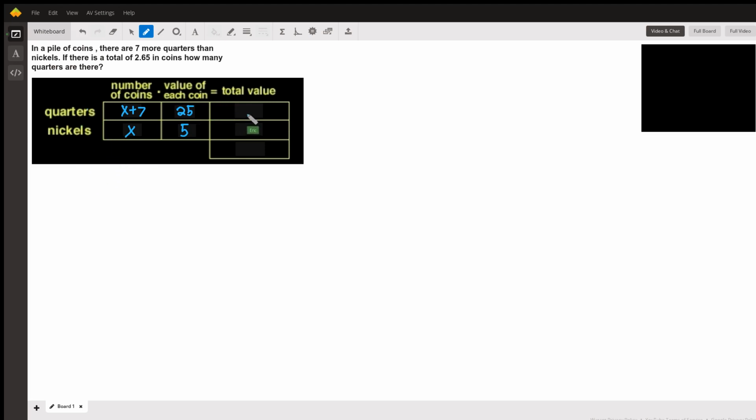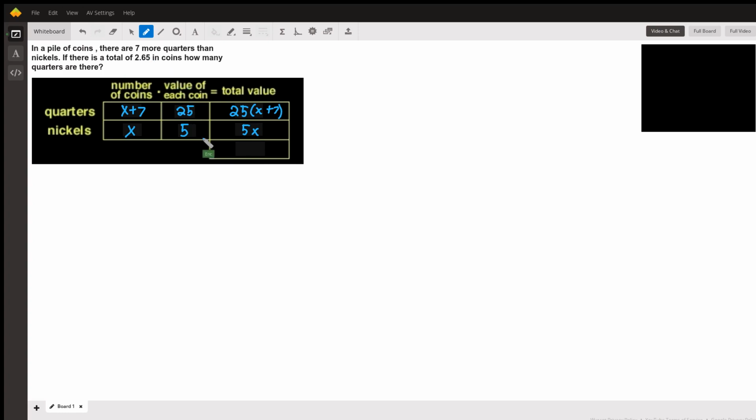So now our total value is based on our number of coins times the value of each coin. So x plus 7 times 25, or 25 times x plus 7. And then our total value of nickels is going to be x times 5, or 5x. Now we have a box down here, and the total value of our quarters plus the total value of our nickels should add to 265.